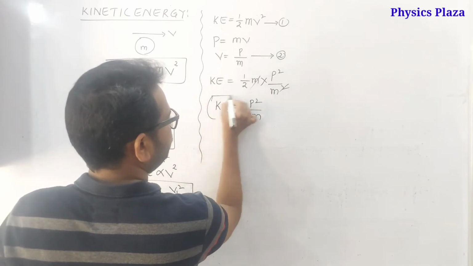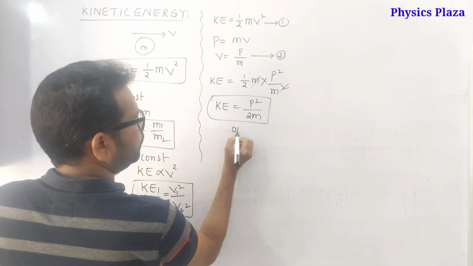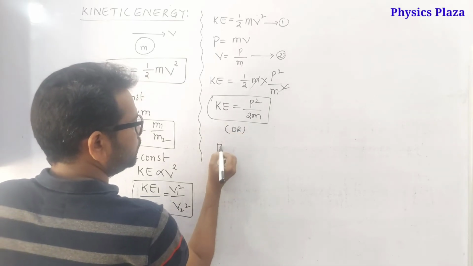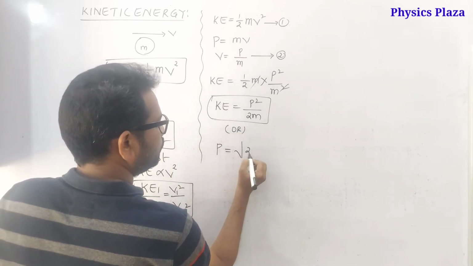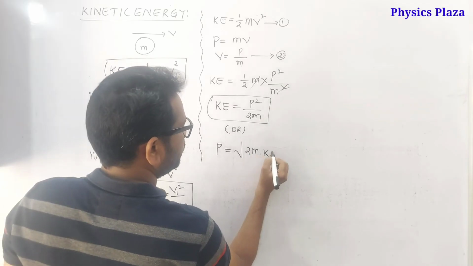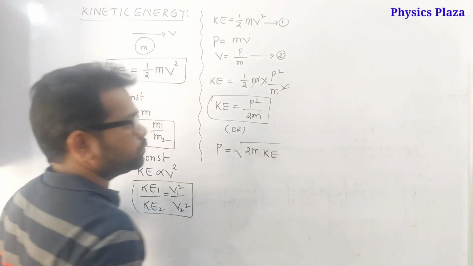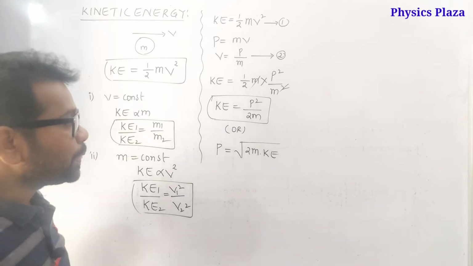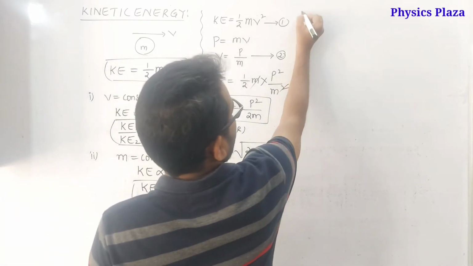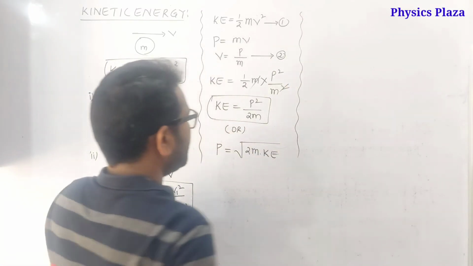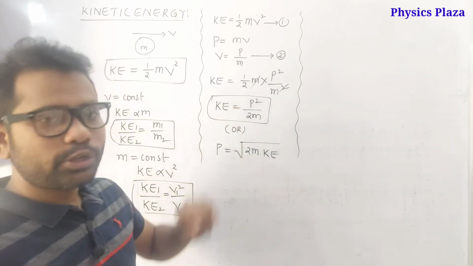Children, it's very, very important. Or we also can write p is equal to square root of 2m into kinetic energy. Either one can be used. Okay, fine. And here one important point I am going to tell you. Children, as here kinetic energy is equal to p square by 2m.